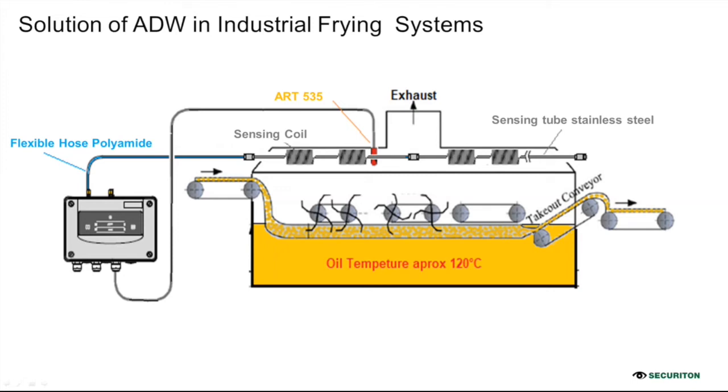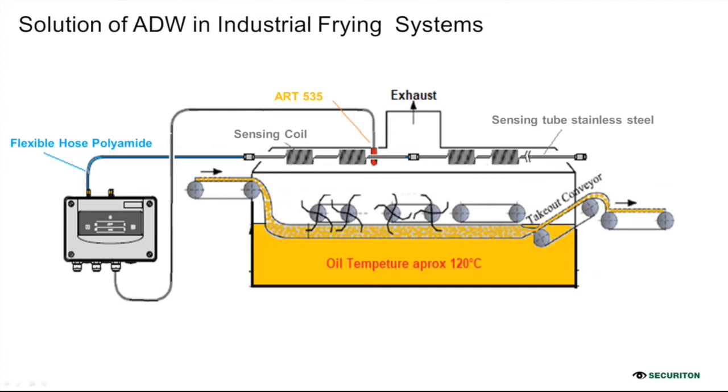As you know, the ADW is placed elsewhere, and the sensing tube is inside a very hot temperature, which can be from 120 degrees and above, depending on the types of materials or types of fryer they are using. And in this case, there's a huge difference between where the ADW is and where the sensing tube is placed. So that puts us at risk of different temperatures. How can the ADW distinguish the actual temperature of the area?